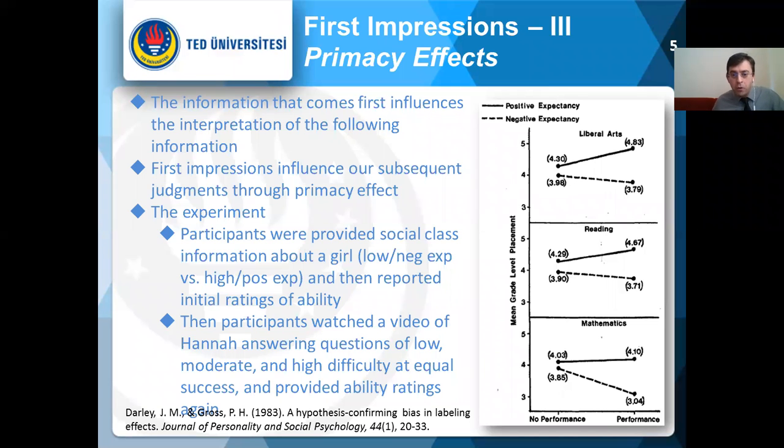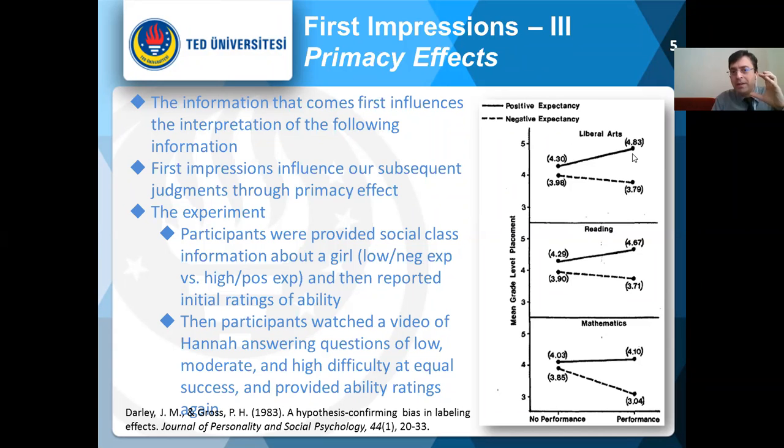The important point here now, in the data, is that people who had positive expectancies, who believed Hannah comes from an advantaged group, now changed their ideas. They thought Hannah was a very successful student or high ability student, whereas people with negative expectancies now started to believe that Hannah had lower ability. So this means these people with positive expectancies focused their attention on Hannah's correctly solved problems, and then they assimilated this information to their belief that Hannah will have higher ability just because she is coming from an advantaged group.